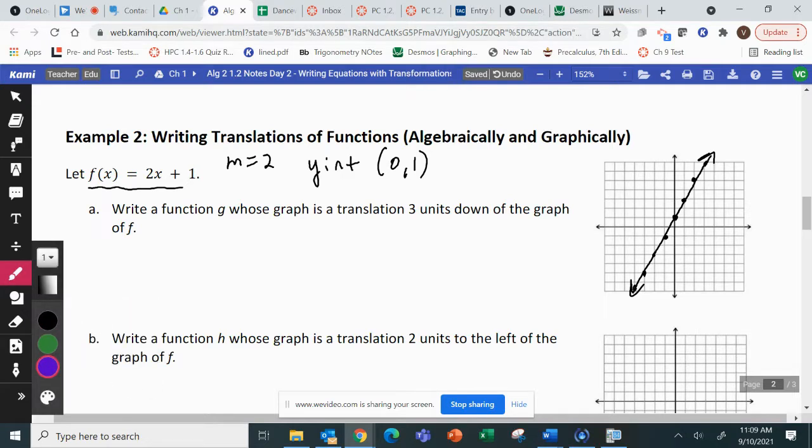Now, it says we're going to write a function whose graph is a translation 3 units down of the graph of f. So I'm going to take this graph of f, and I'm going to move everything 3 units down.